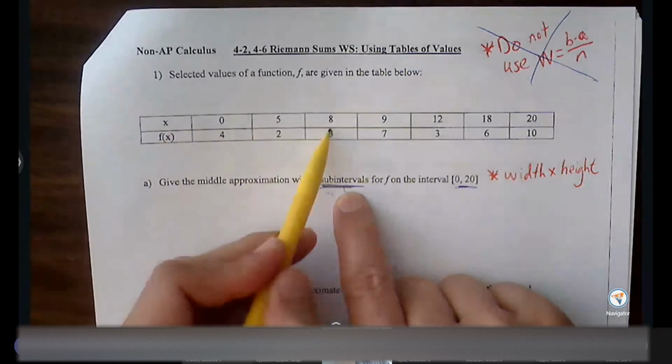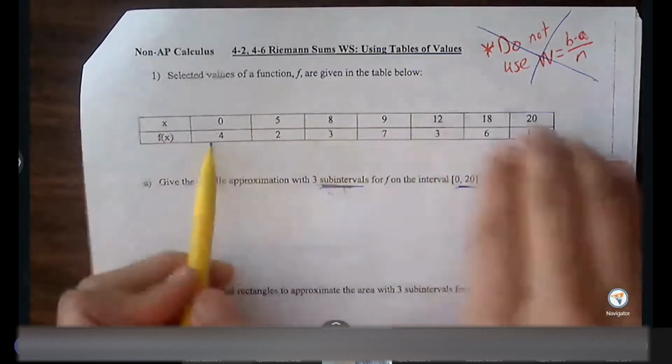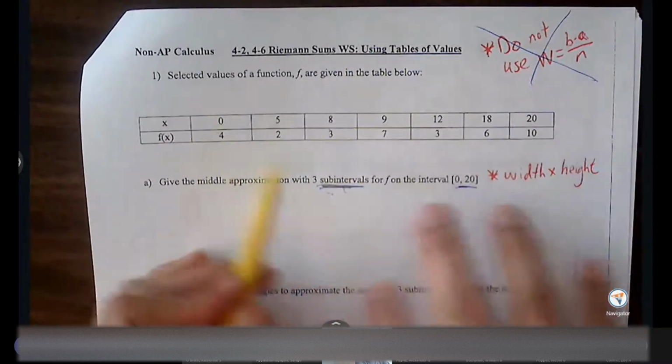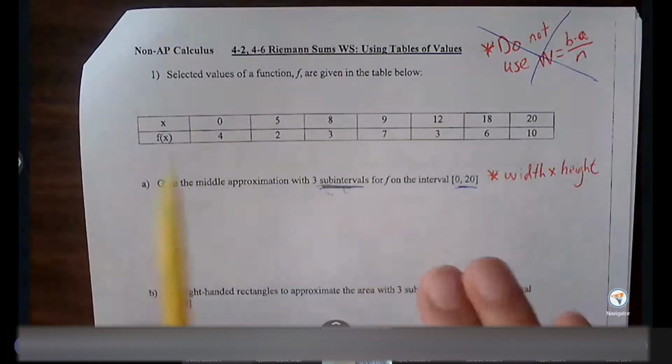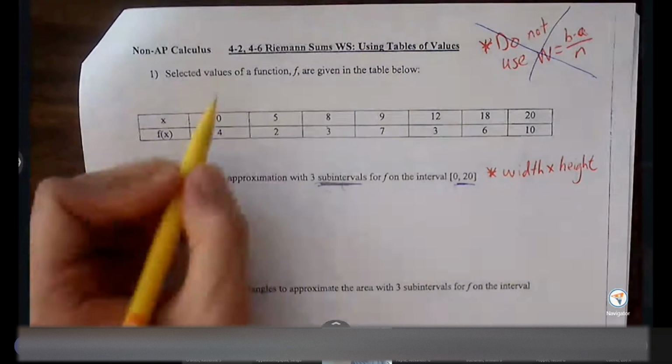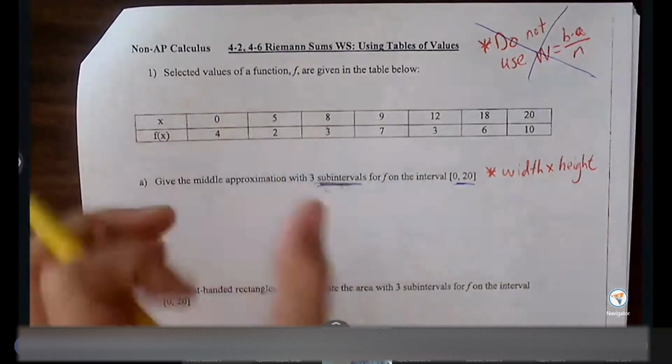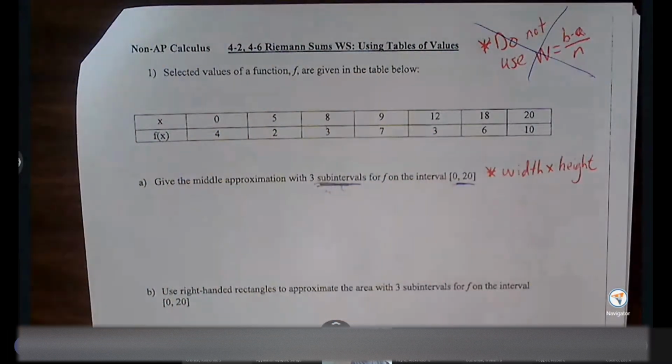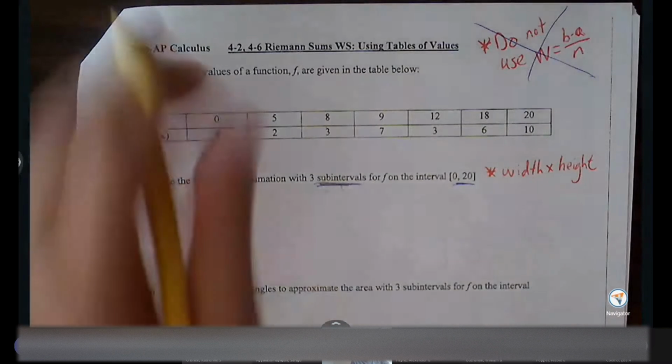So we have 1, 2, 3, 4, 5, 6, 7. We have 7 ordered pairs. We have to draw the subintervals so that every subinterval sees the same number of ordered pairs. Okay, so we're going to be creating some brackets so that we can separate and identify these subintervals.